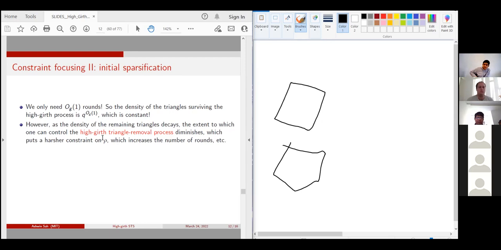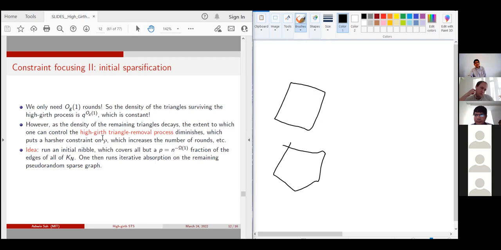And you can actually show that this isn't purely an artifact, as it turns out. There are some annoying issues that do generally show up. And if at every step the exponent that you can get gets worse, then the number of rounds that you would need gets bigger and bigger and bigger. And so you get into this sort of divergent situation where you can't actually get much farther than some fixed number. So that's an issue. So the idea is that we run an initial sparsification.